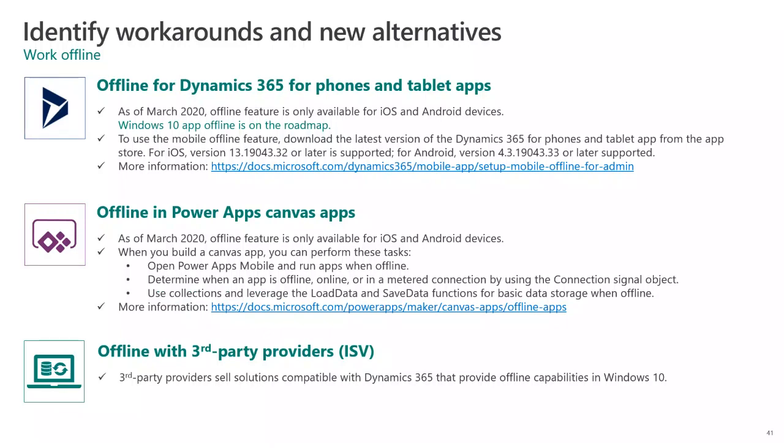For more advanced scenarios where you want to develop more custom applications and implement your own offline scheduling engine, you can also explore Canvas applications. But the offline mode, again, is only supported for iOS and Android devices for Canvas apps. And then you can also go for third-party providers or ISVs that offer offline capabilities for Dynamics 365 on Windows 10. So these are also an option.